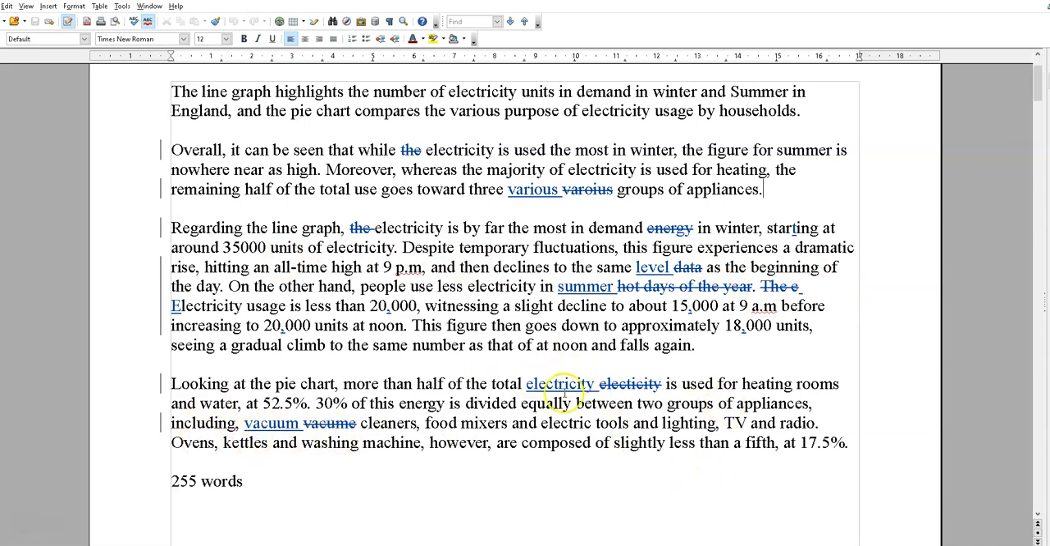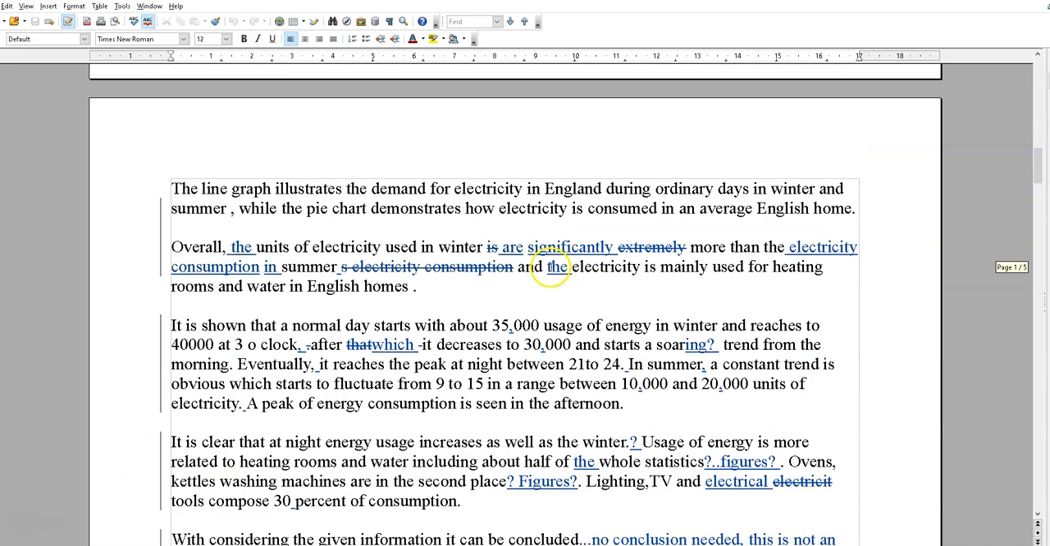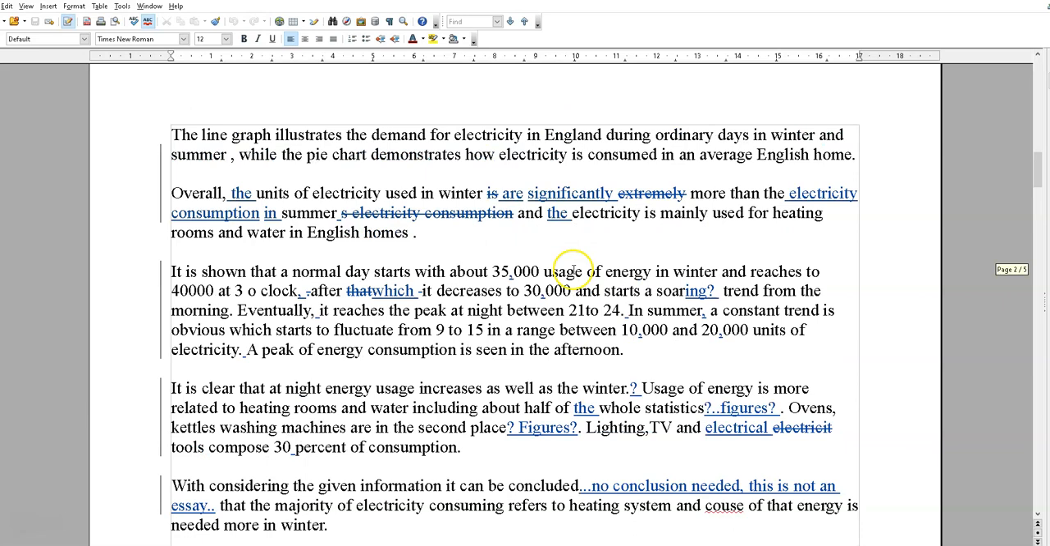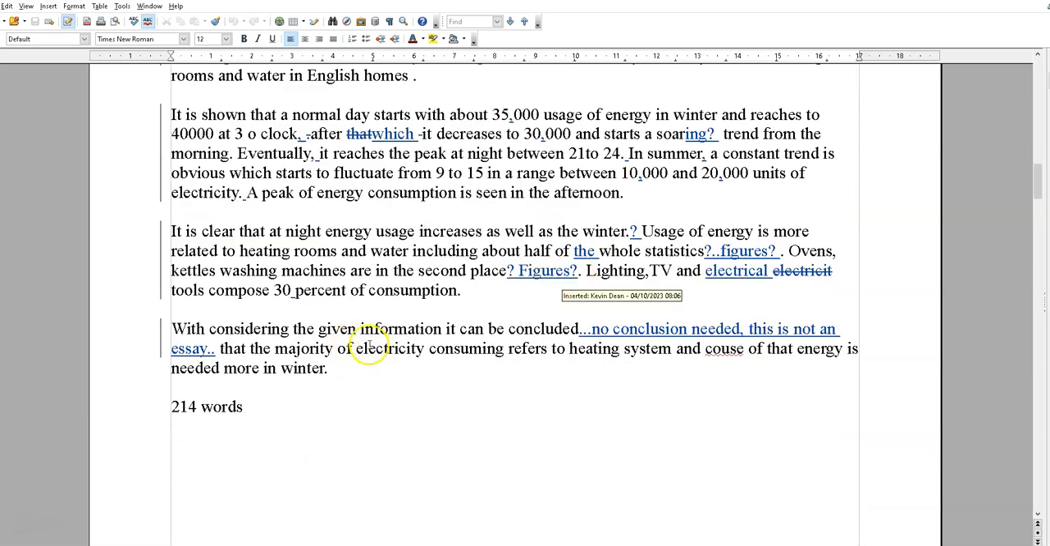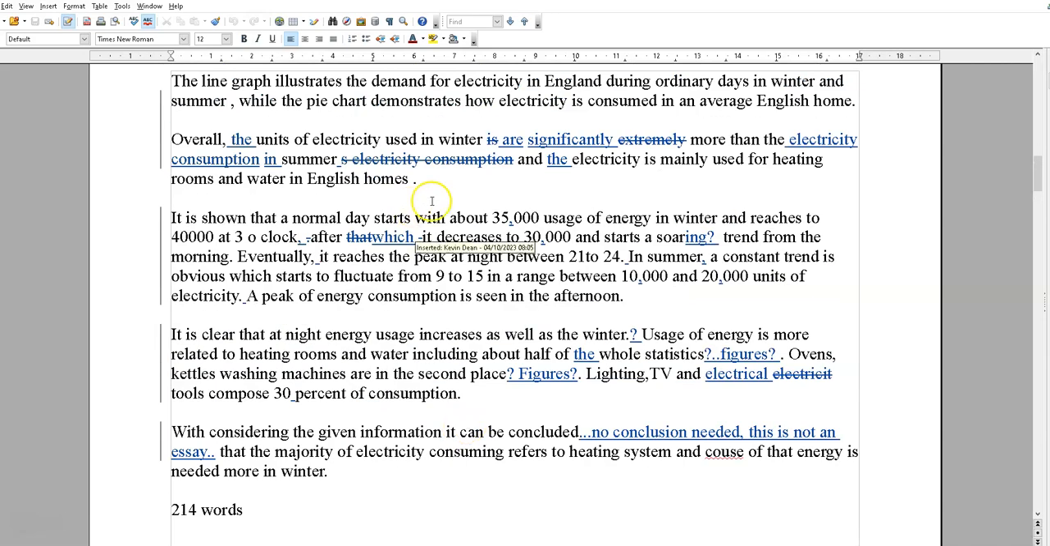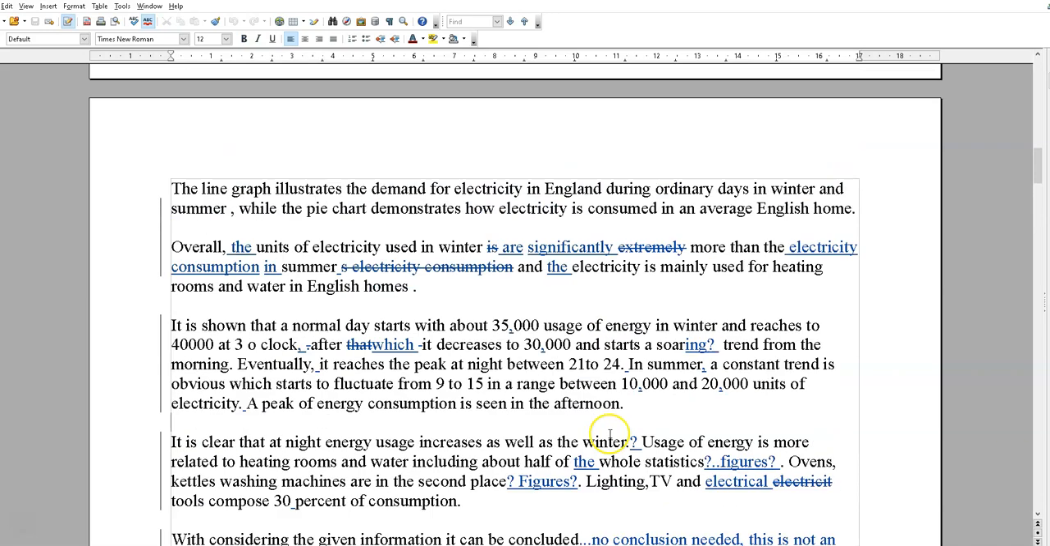Spelling there, well, that's not too bad, but still 255 words. Next one, 214 words. Now, this one's got a conclusion. You don't need it. You need an overview, key trends, features, but you don't need a conclusion. It's not an essay.